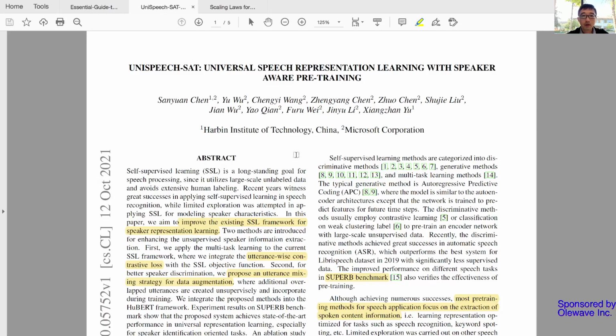These authors, Sanyuan Chen and his colleagues, are improving this framework for speaker representation learning, and they propose two things. The first is the utterance-wise contrastive loss, and also an utterance mixing strategy for data augmentation. So one for loss, one for data augmentation.